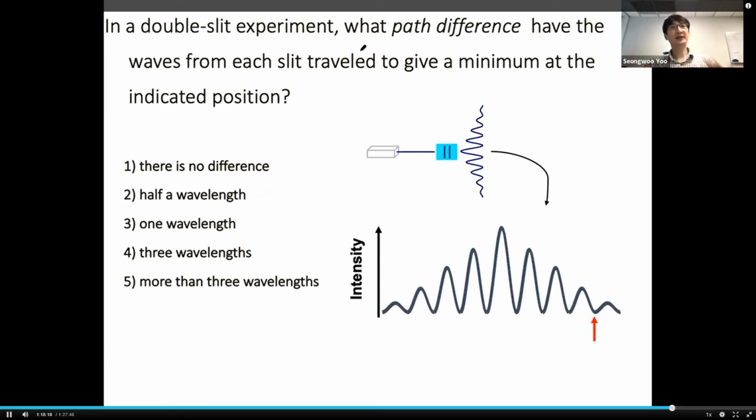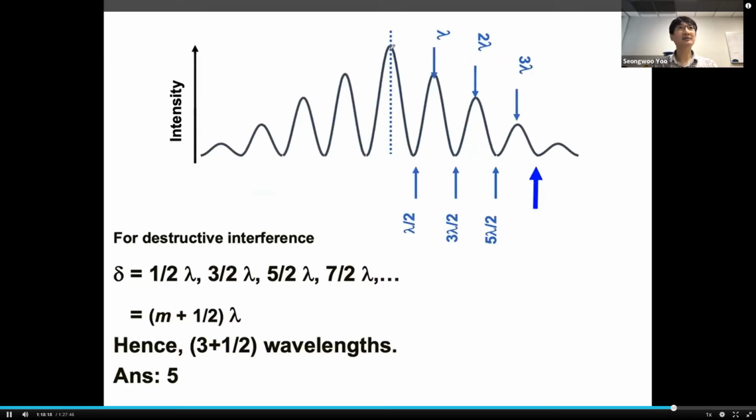Now, this is our second question. What would be the optical path length difference at this point? The largest peak is at the center with m value of 0, and the first dark fringe happens with the optical path length difference of 1/2 lambda, then 3/2 lambda, 5/2 lambda, and therefore the next dark fringe has the optical path length difference of 3 + 1/2 lambda. Therefore the correct answer is 5.